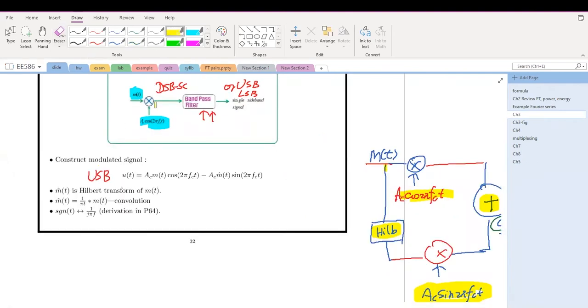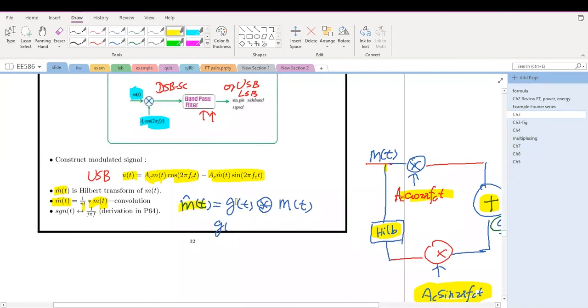Next, we look at the frequency domain of the modulated signal. This portion is DSB-SC. We know what it looks like in the frequency domain. We only need to focus on this term. Now let's look at the Hilbert transform. The definition of the Hilbert transform is a convolution: the message convolved with 1 over pi t. I can write the Hilbert transform as g of t convolved with m of t. Then g of t equals 1 over pi t.